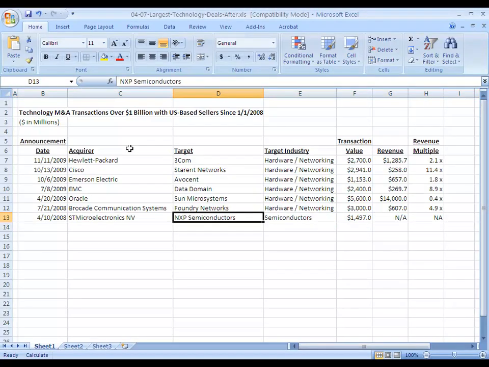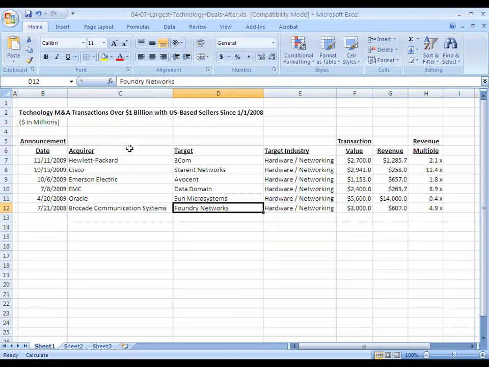And then similarly for the last one on this list, if you look online, you can find press releases about this one as well. This one, again, was not really a 100% acquisition. This one was really just a joint venture between ST Microelectronics and NXP Semiconductors. So not really a 100% acquisition, more of a joint venture that they were setting up. So we're going to cut this one out as well.